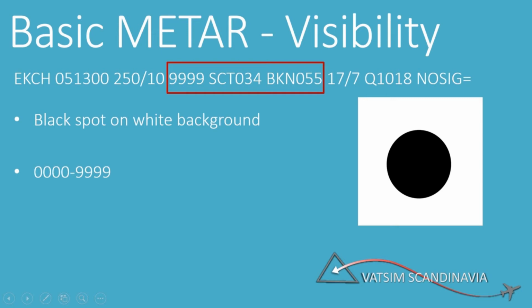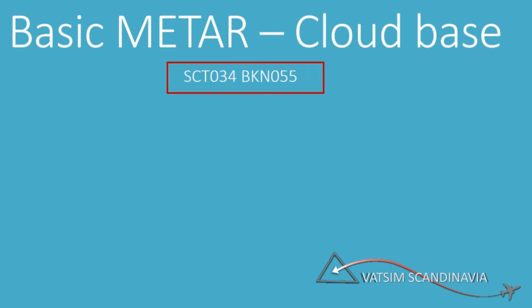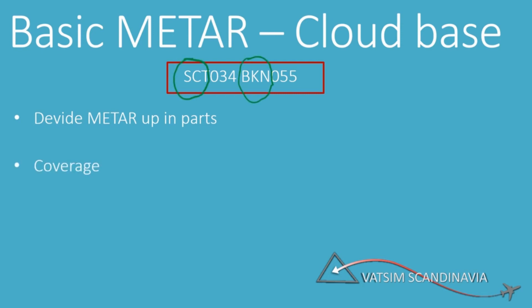It goes from 0000 to 9999 meters. The 9999 is displayed once the visibility is more than 10 kilometers. It is pretty simple. Moving along to the cloud base, it is a little bit more advanced. As we divide the METAR up in parts, we'll look at the coverage, which is set by a prefix, the type of clouds, and the altitude in feet of where the clouds are. Now in this case, it's 034 being 3,400 and 055 being 5,500 feet.